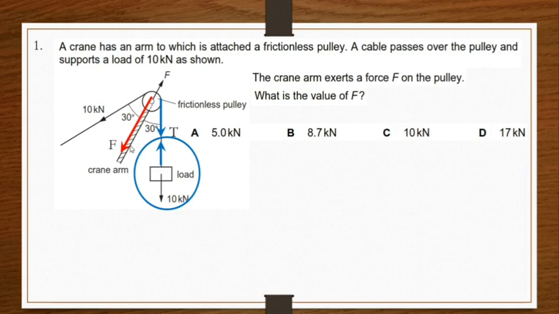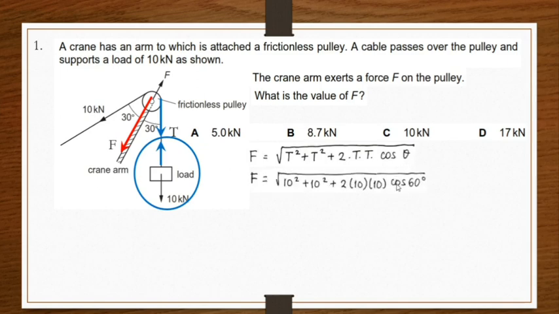So to find F, we'll have to find the resultant of two forces, 10 kilonewtons and 10 kilonewtons, and there is an angle of 60 degrees between them. So use this equation, F equals the square root of T squared plus T squared plus 2 times T times T times the cosine of theta, where theta is 60 degrees and the tension each is 10 kilonewtons. You will calculate that the force F will be 17.32 kilonewtons. So the answer will be D.